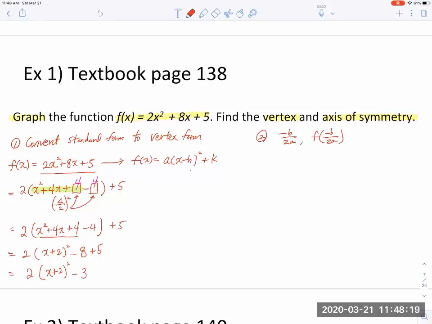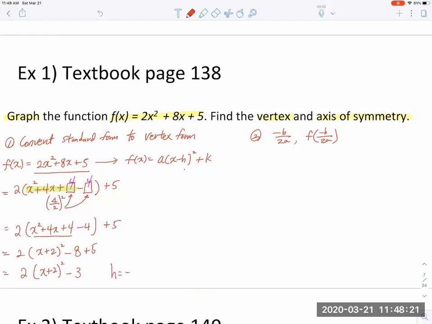I got h, which is negative 2, because x minus h itself is going to be x plus 2, so the negative changed to positive 2. k itself is going to be negative 3. Just so I want to go back to this one. These three terms, the trinomial, you can factor as x plus 2 squared. We call this the completing square method. All right, so we found the vertex point by using the first method.